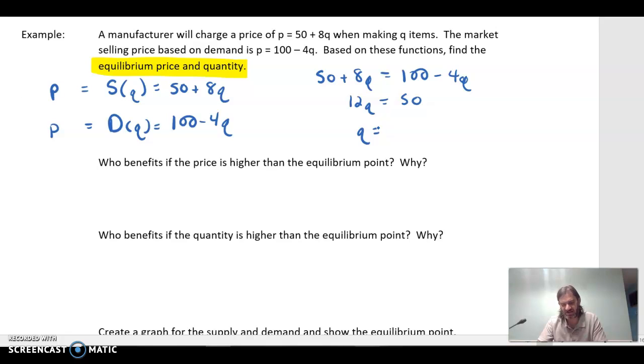50 divided by 12, about 4 point something here. So let's see, 4.2-ish. So this is a quantity. So if we were to round that off and make it realistic, we'd probably go with 4. So 4 is the equilibrium quantity. And then if we want to do the price, we should be able to do that in either one. And since I rounded it, it'd probably vary a little bit. But let's do it with the supplier.